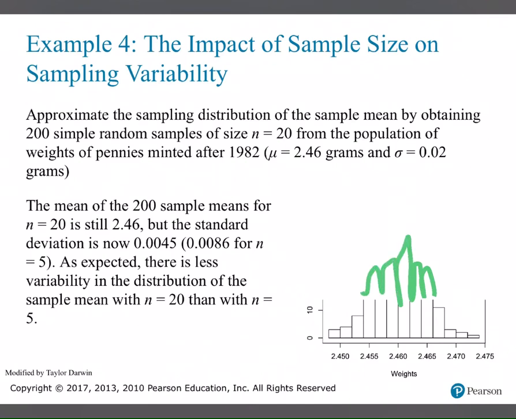We've got something here that looks normally distributed, and so let's say this time we take a sample size of 20. And when we take a sample size of 20, we get 2.46, but our standard deviation is now 0.0045. And so it's a little less, compared to when we did n equals 5. And so that's the goal. There's less variability in the distribution, and we want less variability.